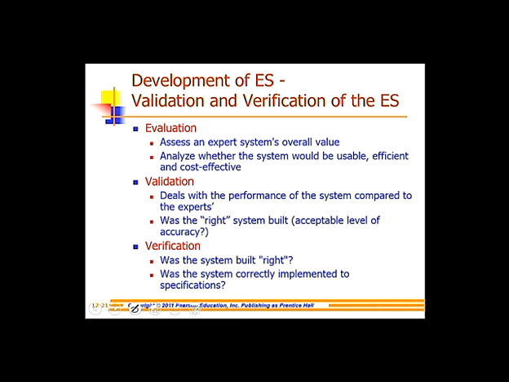Validation deals with the performance of the system compared to the expert's performance. So the experts, they answer your questions, they solve your problems. So how does the expert system compare with the human experts? Was the right system built? The system that we built, does it solve the correct problems or not? So maybe you did not identify the problems correctly. Maybe the knowledge base is not developed for solving the right problems, right? Is it accurate or not?